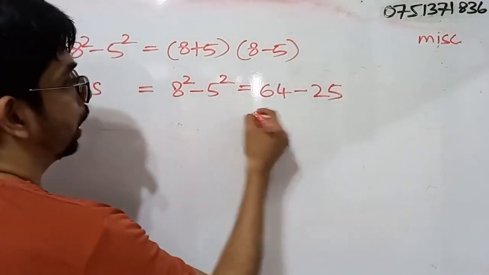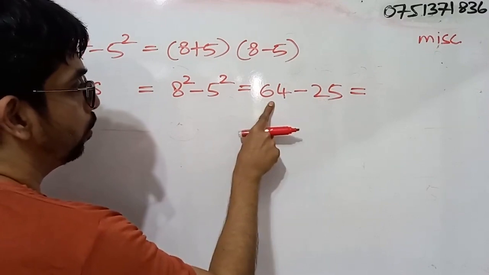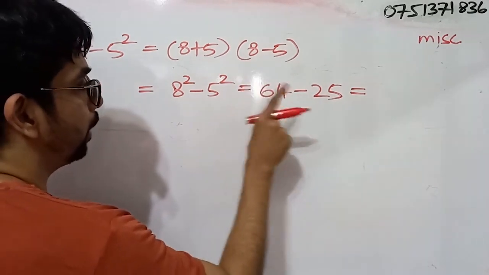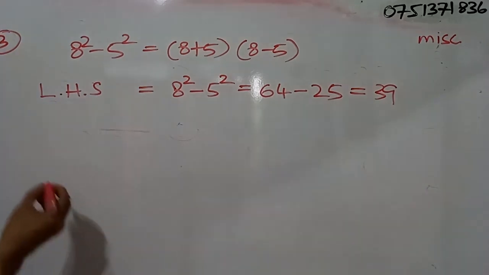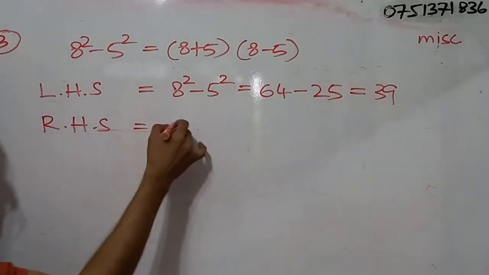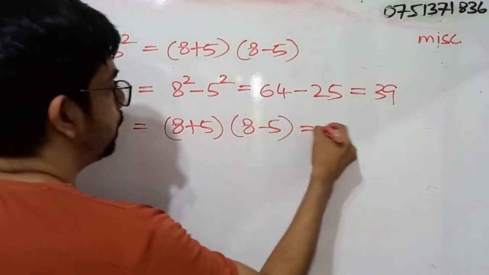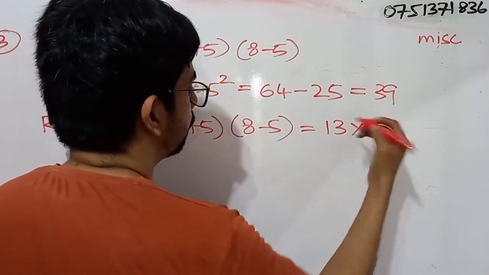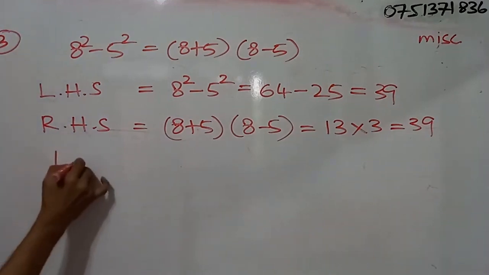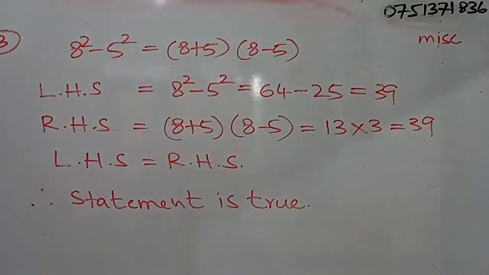So when we subtract these, 64 minus 20, we get 44. Then 44 minus 4, that is 40. 40 minus 1, that is 39. Right. Then the right hand side. 8 plus 5 into 8 minus 5. 8 plus 5 means what? 13. 8 minus 5 means 3. 13 into 3, we know that is 39. So that means left hand side is equal to right hand side. Therefore, the statement is true. Right.